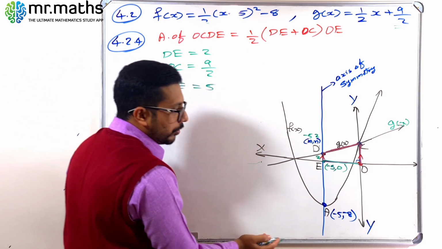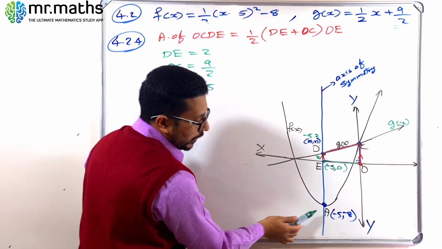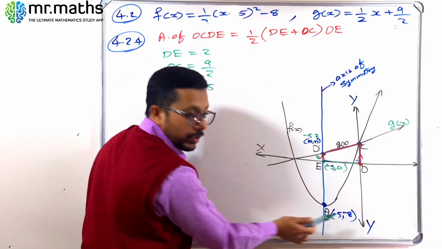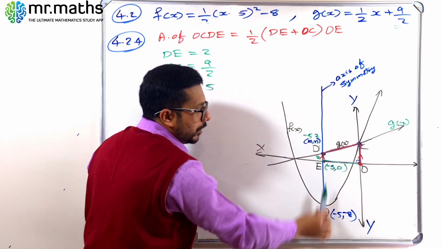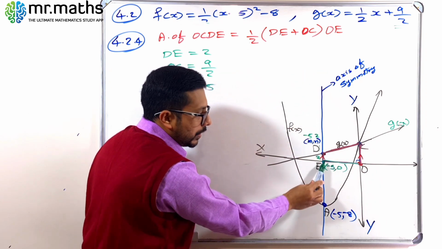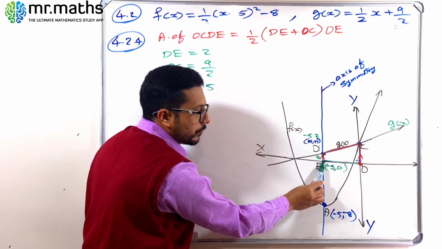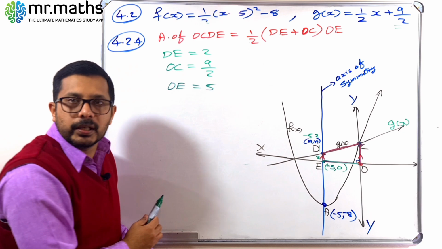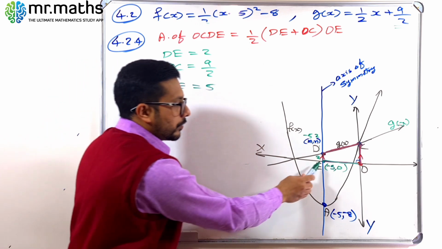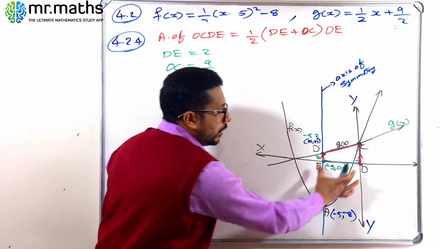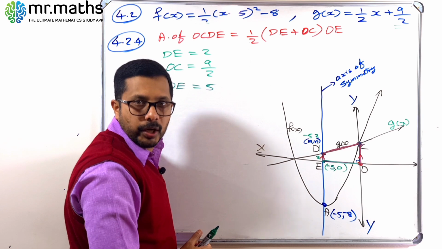So how do you get 5 units there? Here the coordinate of A is minus 5. This is the axis of symmetry, this is a perpendicular line. So the x value of E is also minus 5. The x value of E being minus 5 means the length of OE is 5 units.